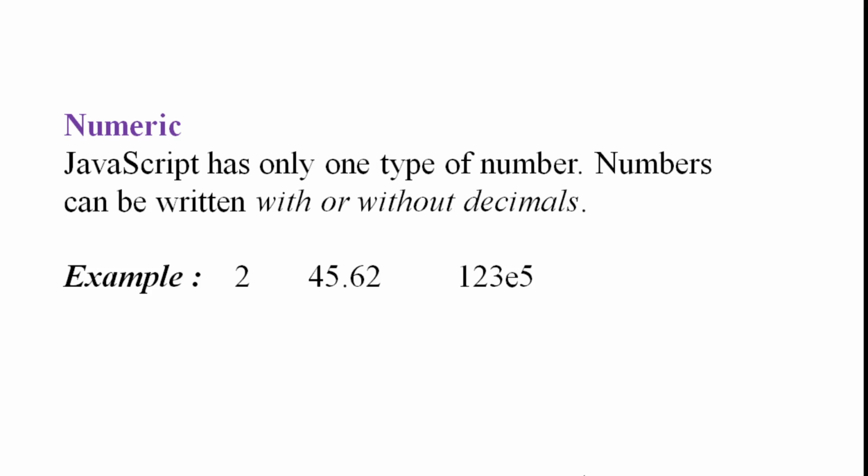JavaScript allows double precision floating numbers. Integer numbers without a period or an exponent are accurate up to 15 digits. The maximum number of decimals is 17. Large numbers can also be written in scientific exponent notation. See the examples. We can take numeric data types such as 2, 45.62, 123, E5.